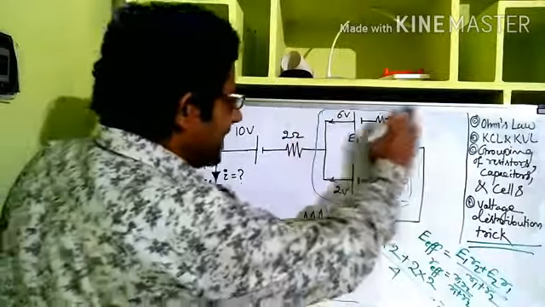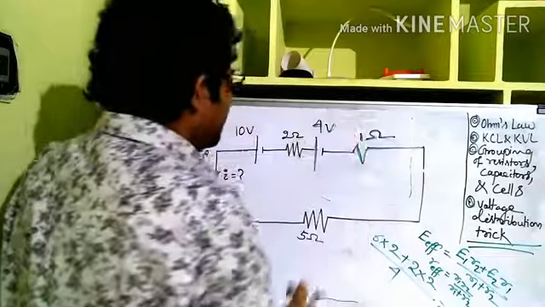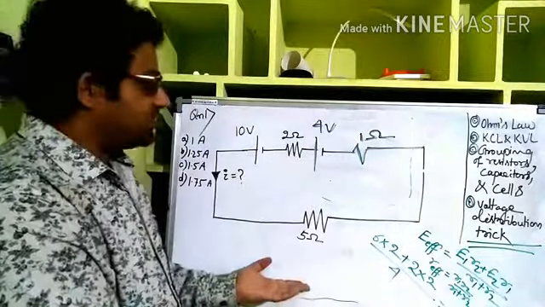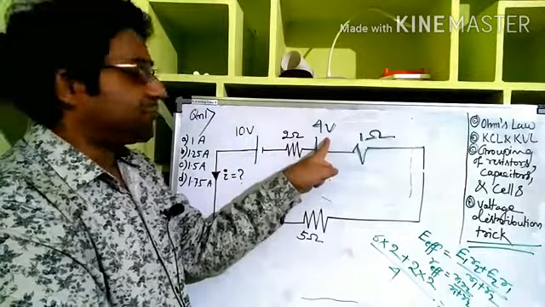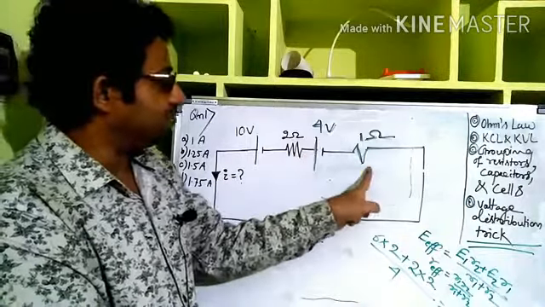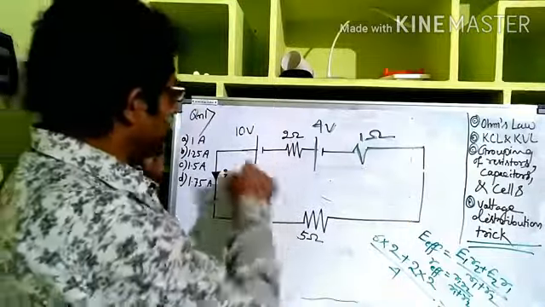So this entire thing can be substituted with 1 ohm and 4 volt. Then simply you put in Ohm's law and get it. These two are in series, so 10 plus 4 is 14 volt, and this is 2 plus 1, 3 ohm, and that is in series with the 5 ohm, so 8 ohm. So what is the current flowing?